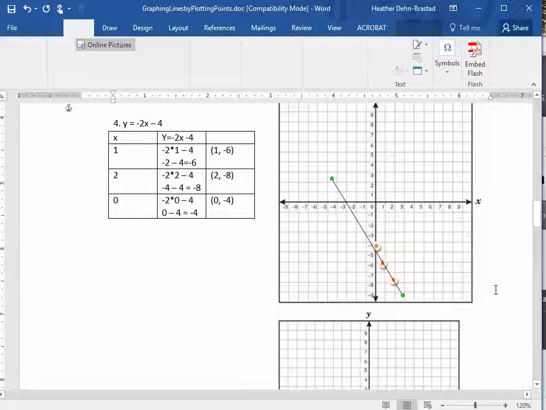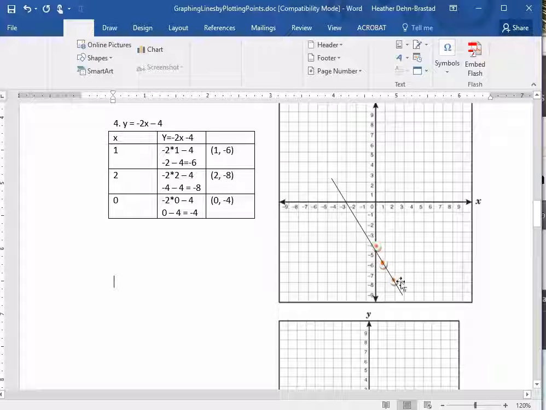And that's how you do these problems. And again, you can check by making sure that the 3 points that you graph all are in a line. They all will be. These are all linear equations, so that you should get a line for each of them.